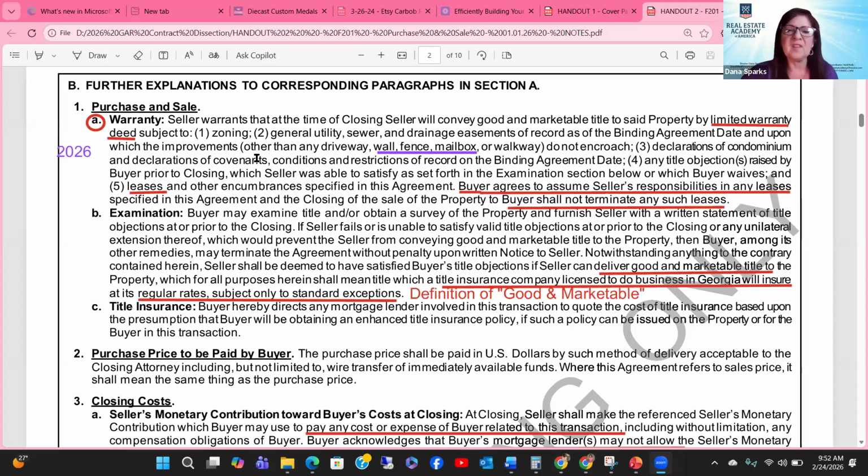Declarations, if there are any covenants, conditions, and restrictions, title objections raised by the buyer prior to closing, and any leases. I'm going to spend a little bit of time here. Buyer's agents, if there is somebody living in that property that your buyer writes an offer on and goes under contract on, and it is not the owner, i.e., it's a tenant, there is a lease there. Your buyer is buying the property subject to that lease. They cannot terminate the lease.